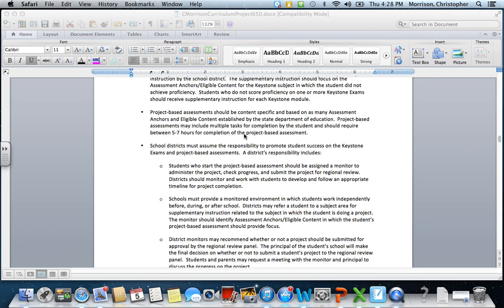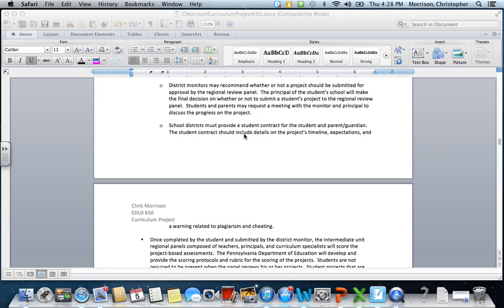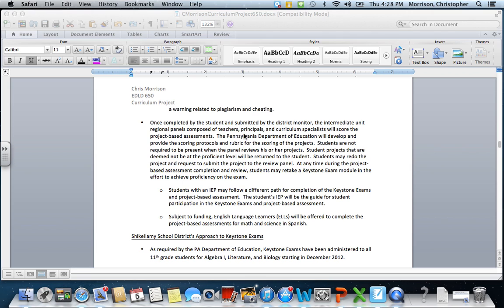And for administrators, it's another important part because not all students are going to pass the Keystone exams. So does that mean students aren't going to graduate? That's not the answer. There are other alternatives to the Keystone exams and scoring proficiency, and the alternative is the project-based assessment. So this section explains what exactly the project-based assessment is and what needs to happen in order for a student to participate in the project-based assessment.